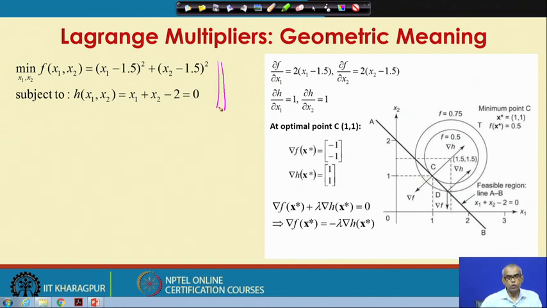So, the objective function is (x1 minus 1.5) whole square plus (x2 minus 1.5) whole square. So, you can immediately figure out that the minimum of the unconstrained problem is x1 equal to 1.5 and x2 equal to 1.5, because at this point the function value is 0. At any other values of x1 and x2, the function value will be more than 0. But we have a constraint present, x1 plus x2 minus 2.